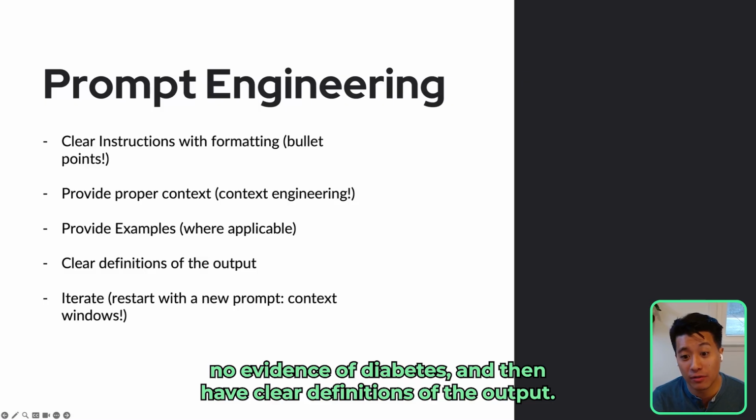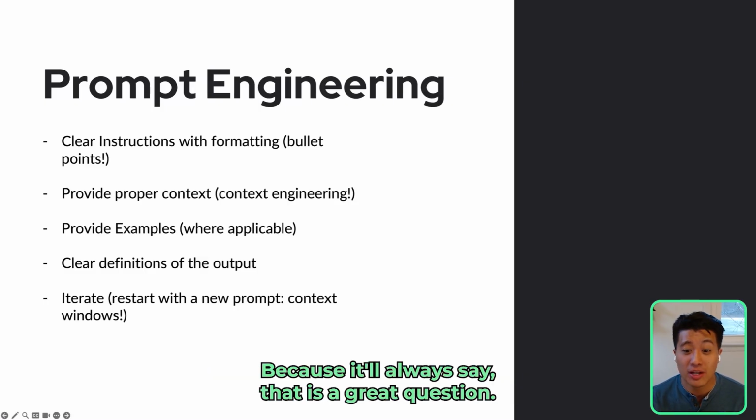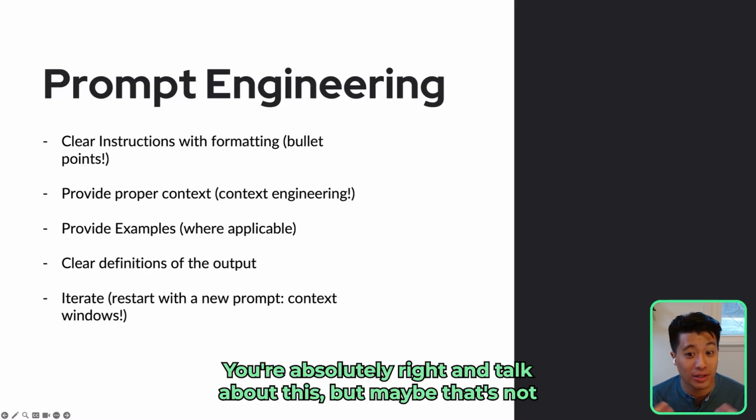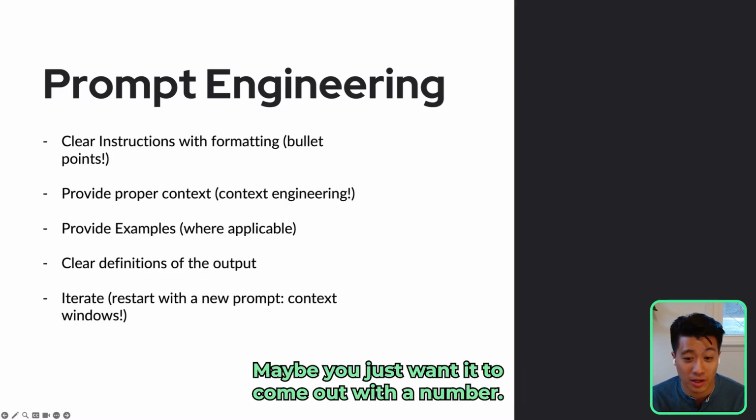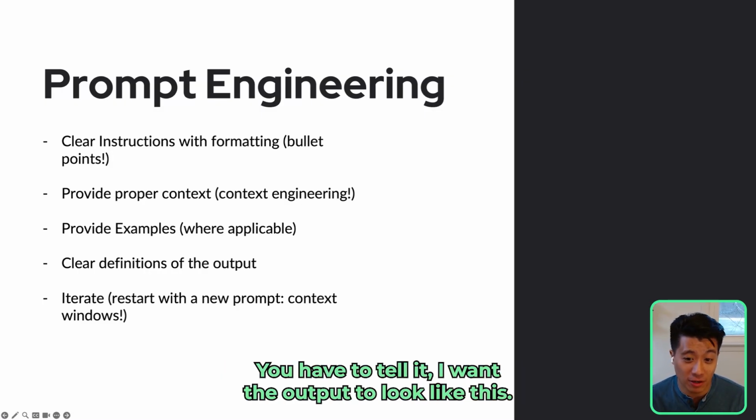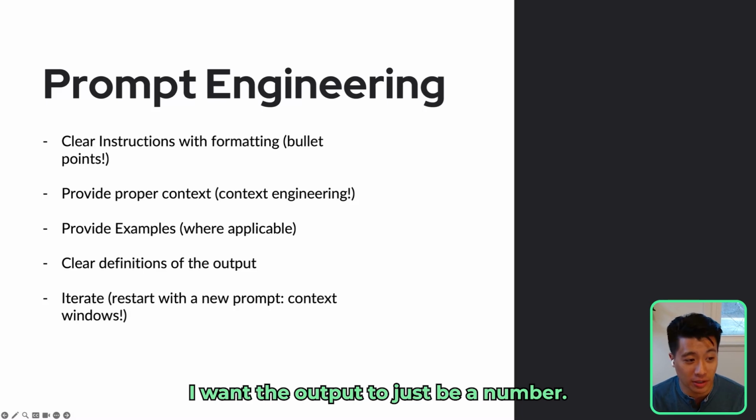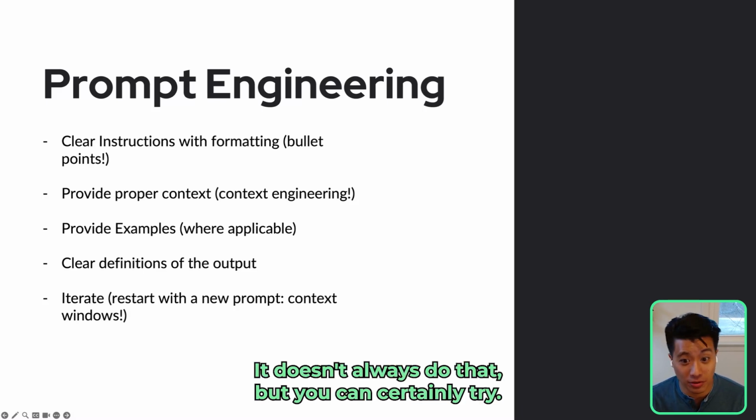And then have clear definitions of the output. What do you want to come out of it? Because it'll always say, that is a great question, you're absolutely right, and talk about this, but maybe that's not what you want for the output. Maybe you just want it to come out with a number. You have to tell it, I want the output to look like this. I want the output to just be a number. It doesn't always do that, but you can certainly try.